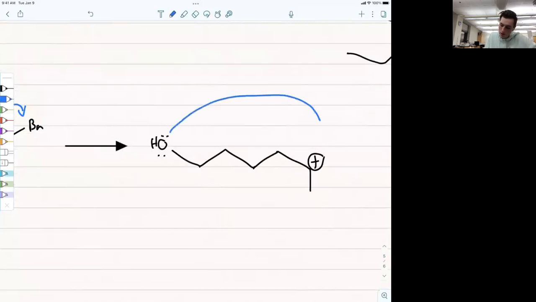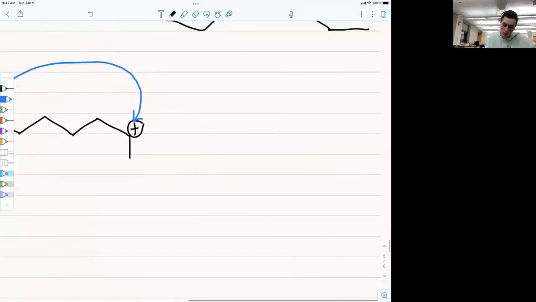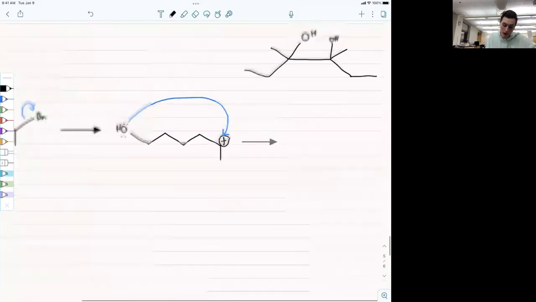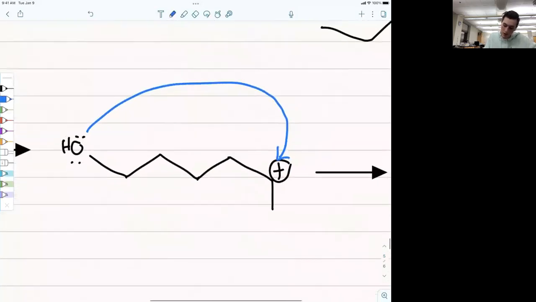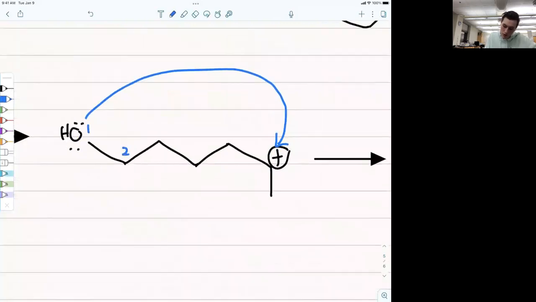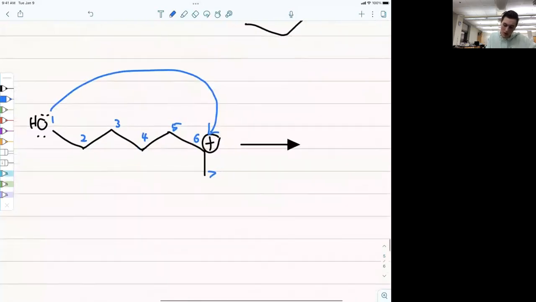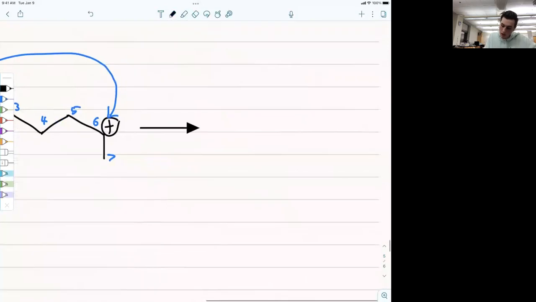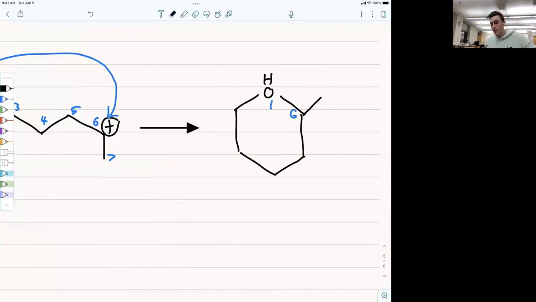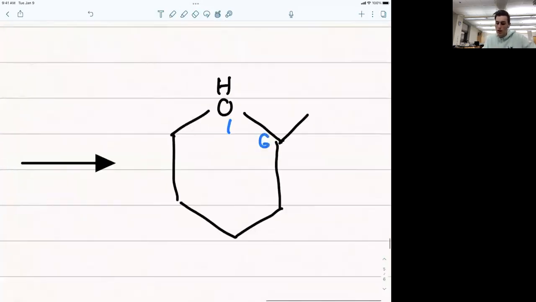Here, this is going to come around and attach over here, which makes a ring. So what I can do is I know I have 1, 2, 3, 4, 5, 6, and then 7. But my 1 is attaching to my 6 here, so I'll make a cyclohexane. And then 1 is going to be next to 6, and 6 had a methyl on it. So I'm going to have this intermediate, but I'm going to look again, and oxygen has 3 bonds here, which is not okay for me.